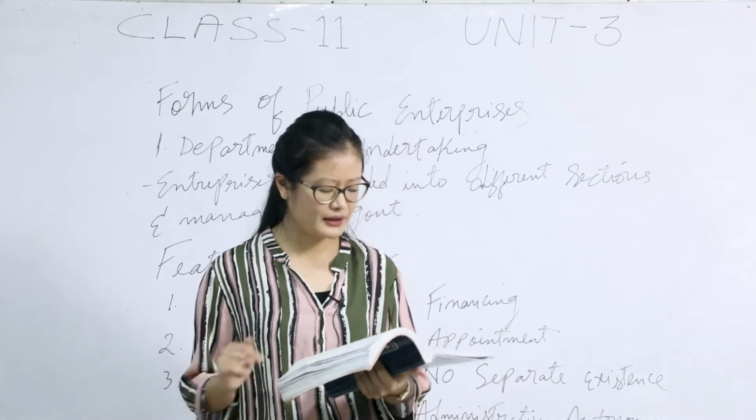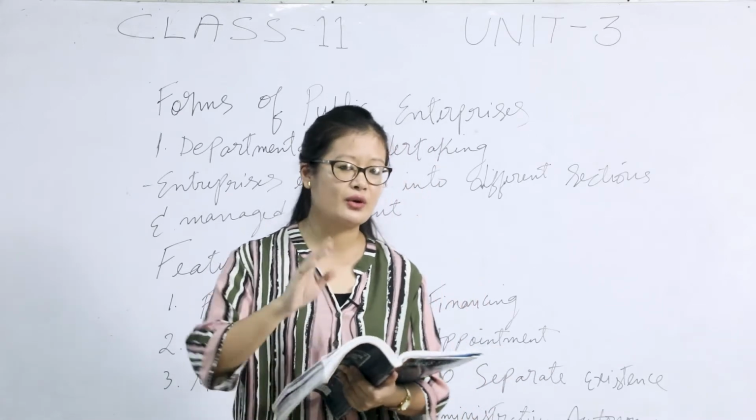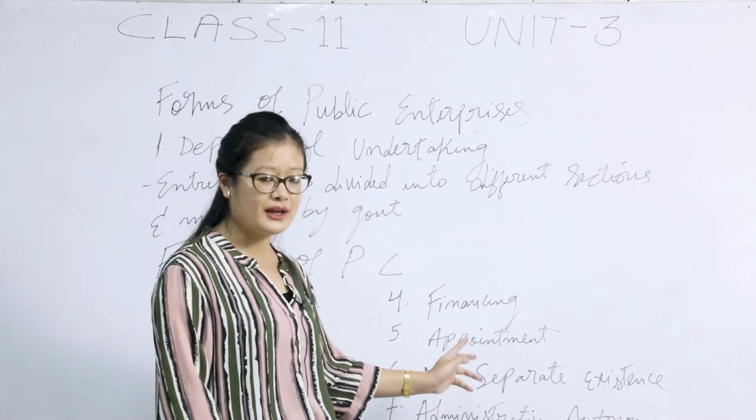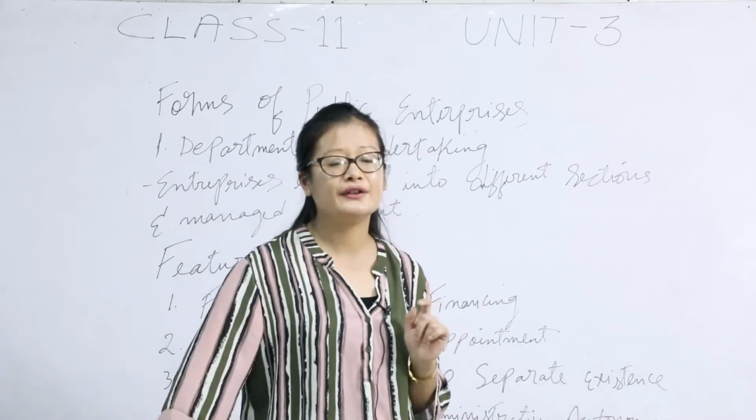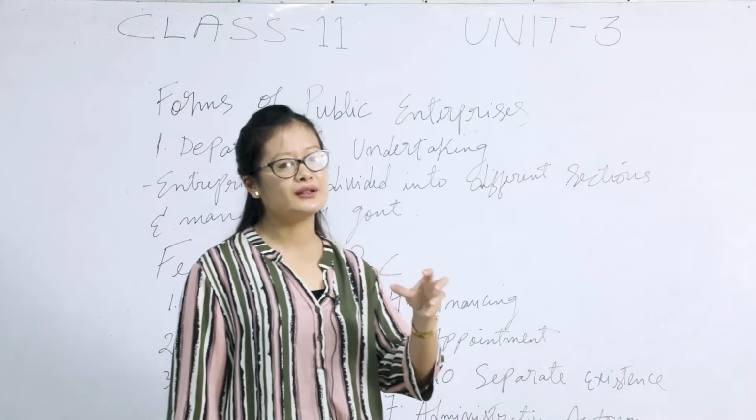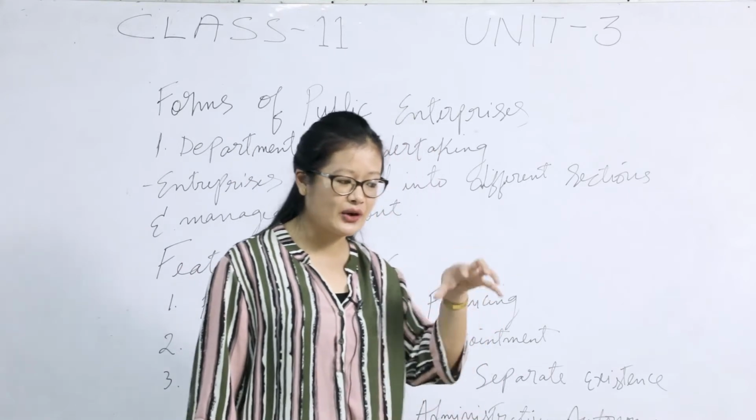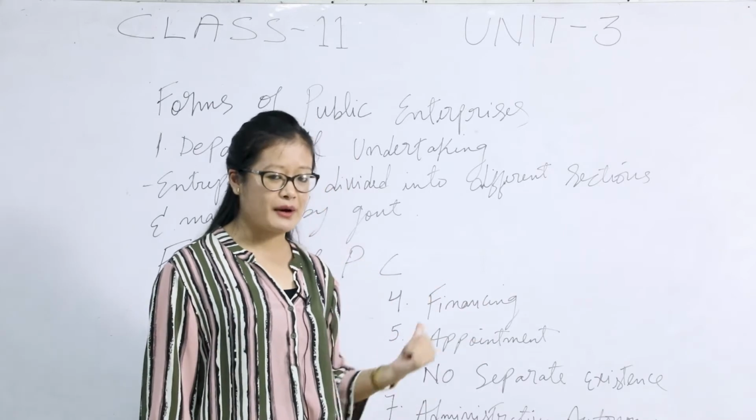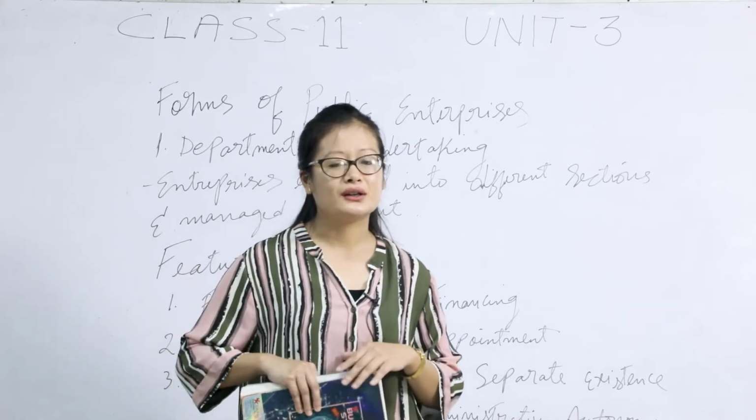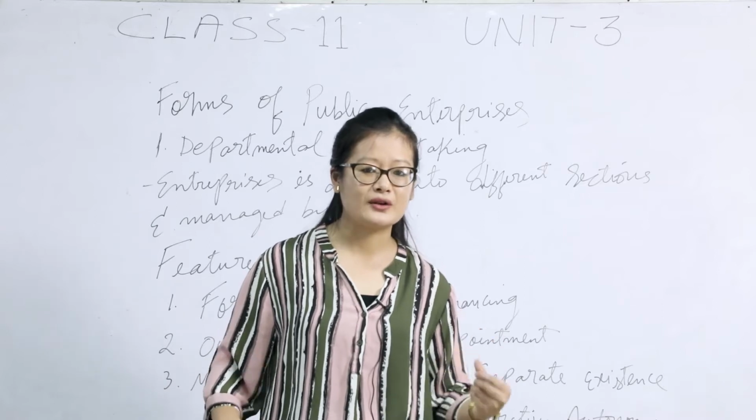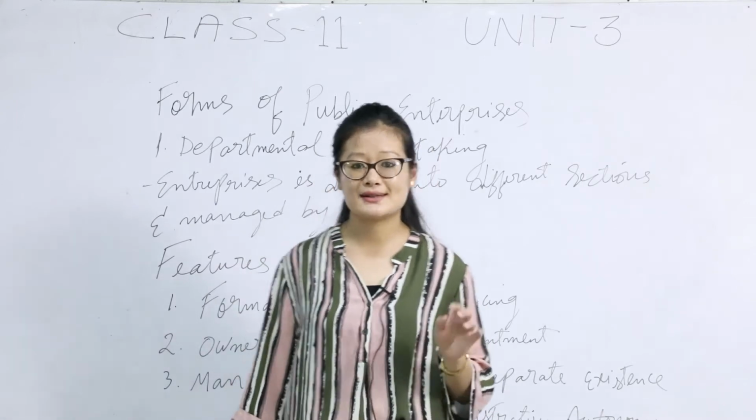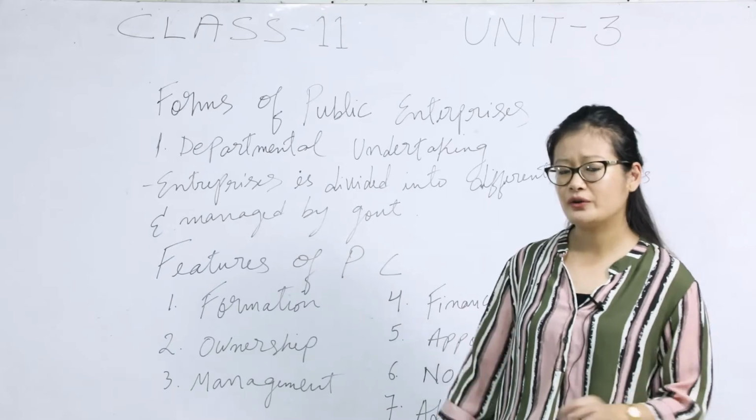Number 7 is administrative autonomy. Administrative autonomy has the same reason as point 6. Since the department is totally under the control of the government, they do not have the freedom to carry out their own activities, because the government interferes in their departments. Administrative autonomy means they are not able to focus on their own work, because the government always interferes in every activity that they do. So class, these are some of the features that we have covered now.